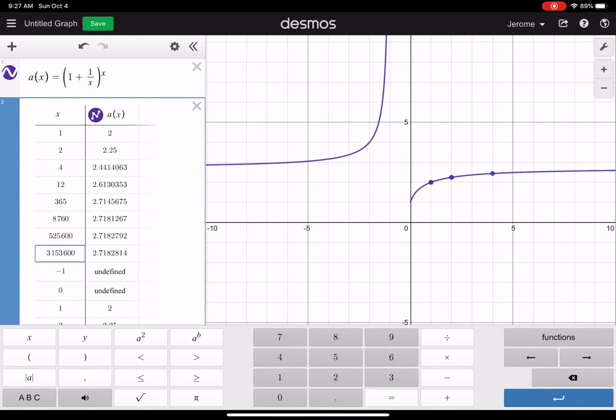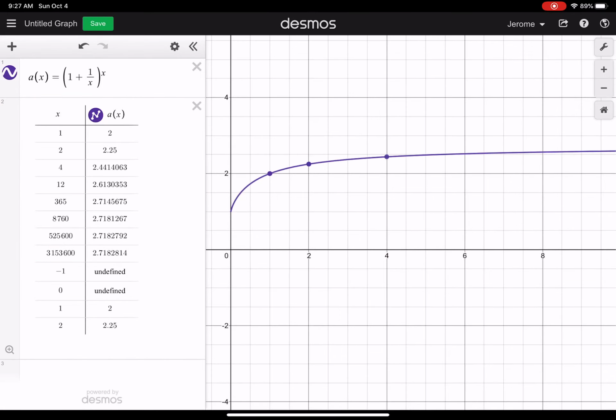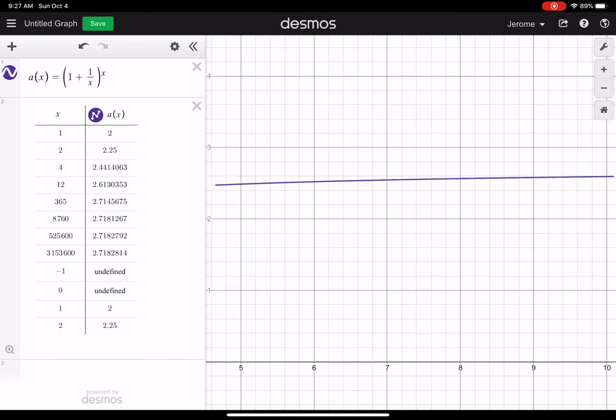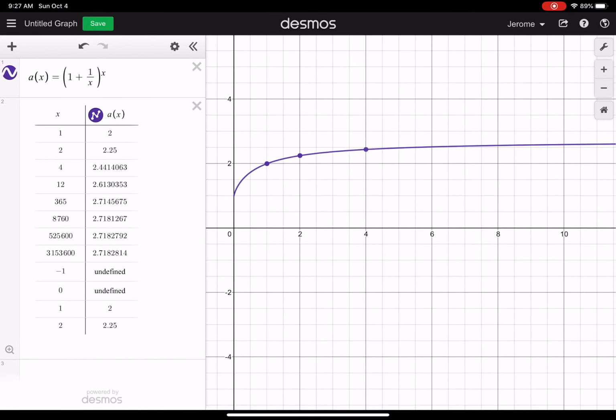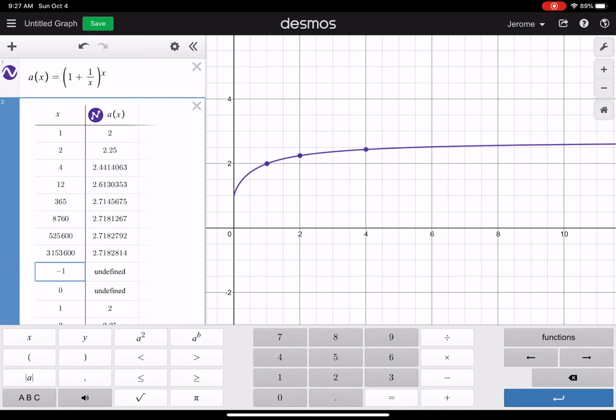Well, what do you know? It seems like now the 2 is not changing, it's stuck in place, and then we get an 8 after that. What is happening? It looks like it is approaching a particular number, and do you know what that number is? 2.718, blah, blah, blah. It is this number here.